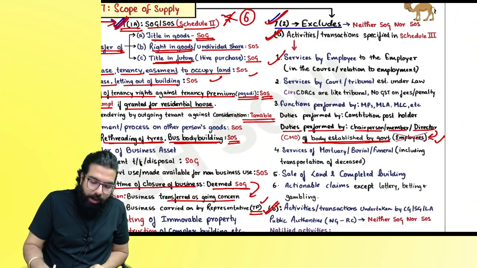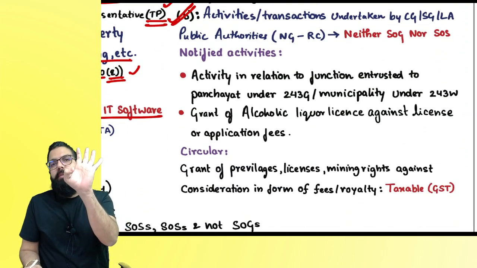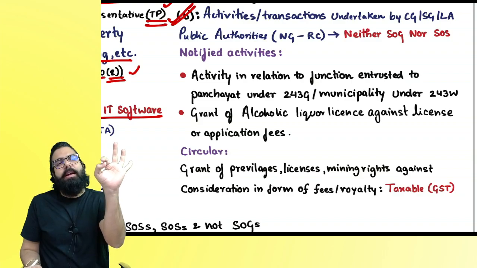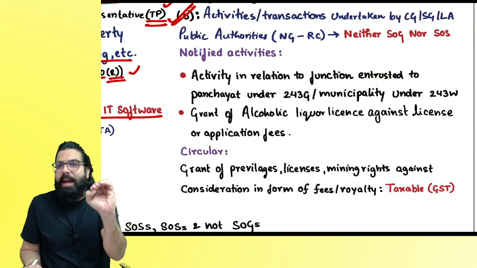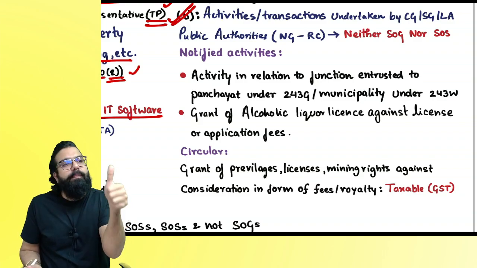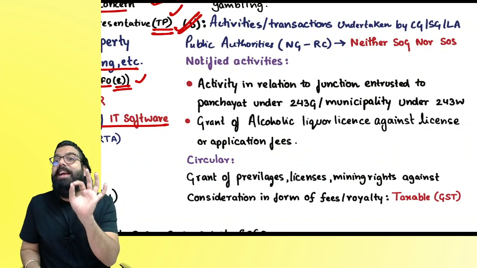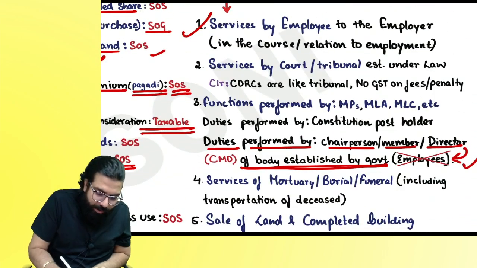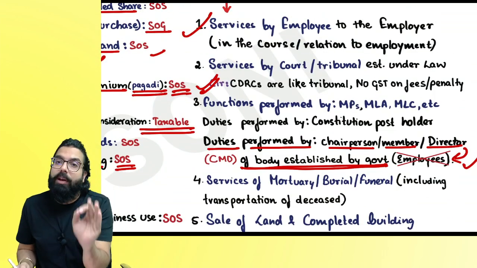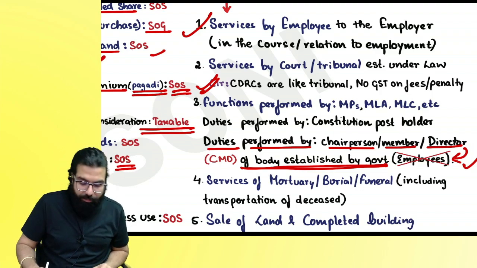Can I go ahead, everyone? So, what are the things which are neither supply of goods nor supply of service? Court or tribunal services, actionable claim other than lottery, betting, gambling, mortuary, funeral, burial services, employer-employee relationship, land and completed building. G for government officials. Are we clear? When I say court or tribunal, CDRCs, Consumer Dispute Redressal Commissions, are also like a court or tribunal, and their services are also neither supply of goods nor supply of service.